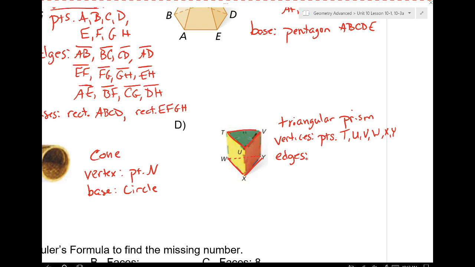How many edges did you guys get? 9, right. You should have the 3 base edges on top, the 3 on bottom, and then the vertical ones going on there. So there would be 9.